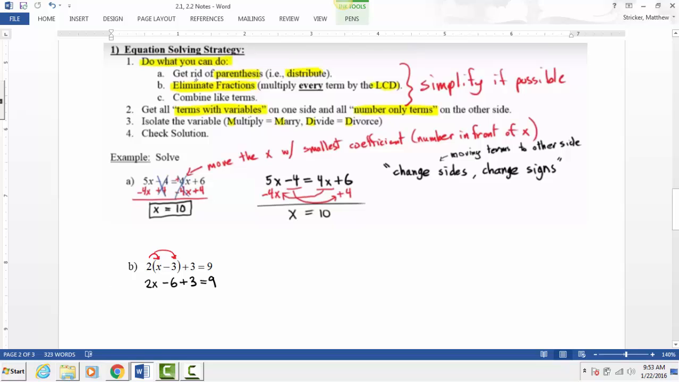We can't eliminate any fractions. There's no fractions. But we can combine like terms. Where are our like terms?